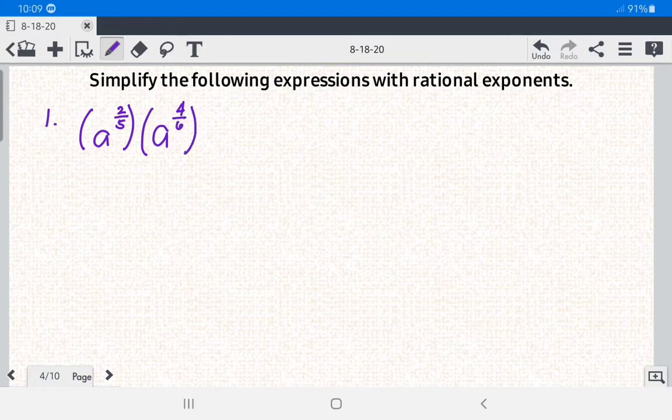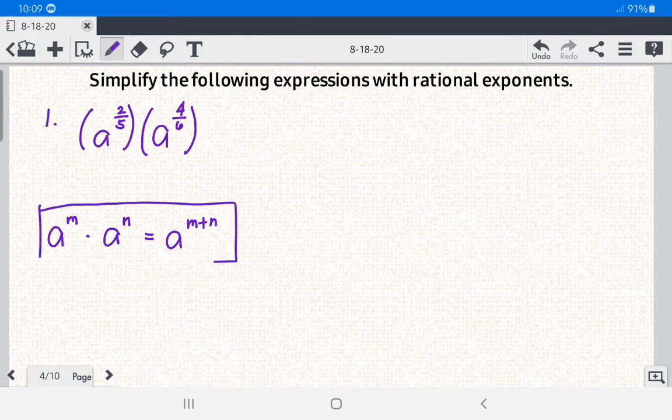Okay, so in this example that we're going to solve, we're going to make use of the laws of exponents. The first law of exponents: if we have a raised to m times a raised to n, this is equal to a. You will just copy the same base, which is a, then you will just add the exponents. So we have a raised to m plus n.